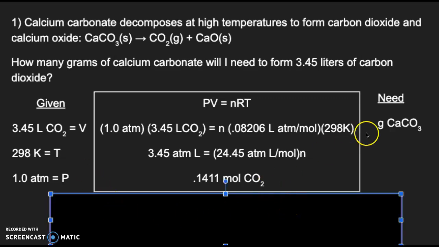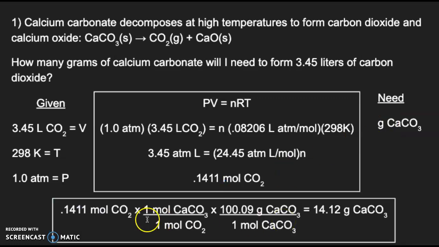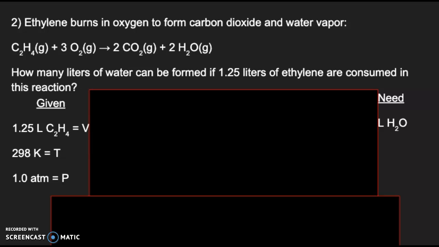So since I'm not all the way there yet, I'm going to need to do some stoich. I've got moles of CO2. I can use a mole-mole ratio to get to moles of calcium carbonate, and then I can use my molar mass to get to my final answer, which is 14.12 grams of calcium carbonate. So I followed my problem solving strategy. I was able to work through the gas law calculations, but that didn't get me all the way there. A lot of times these gas law calculations are just to get us to moles, and then we'll use stoich to get somewhere else.